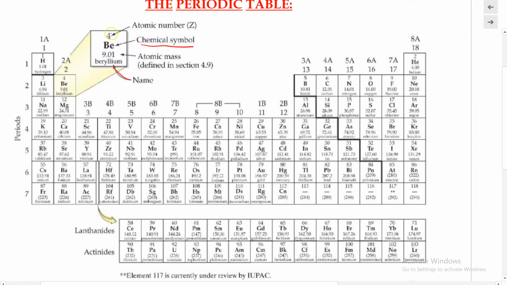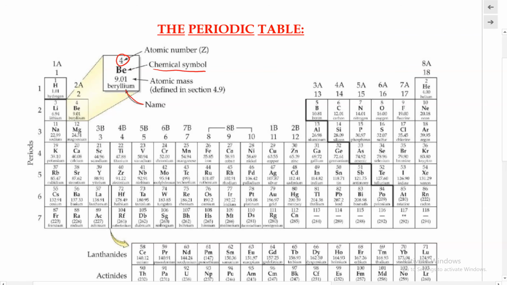Now the number above, on the top, is the atomic number. And this number, 9.01, is called the atomic mass. We'll go over more information about this later. So information such as atomic number, chemical symbol, atomic mass, and chemical name are given in each of these squares for each of the elements. Now in this class, students are expected to memorize some of the chemical names and symbols of some of the common elements.